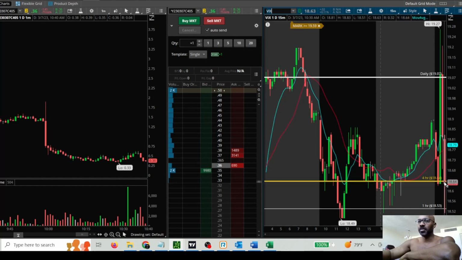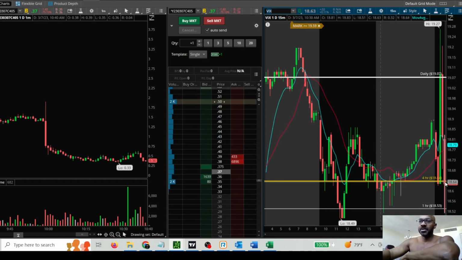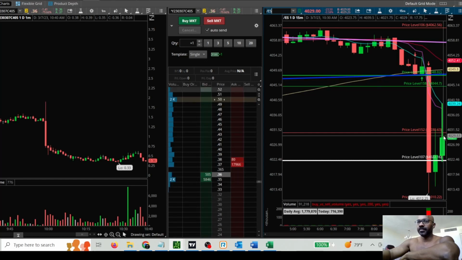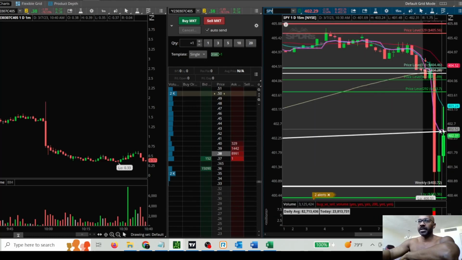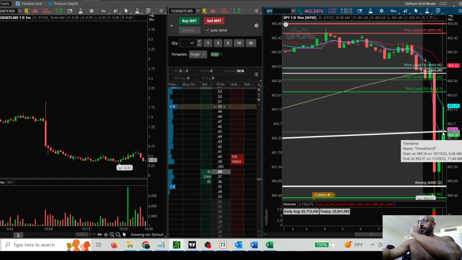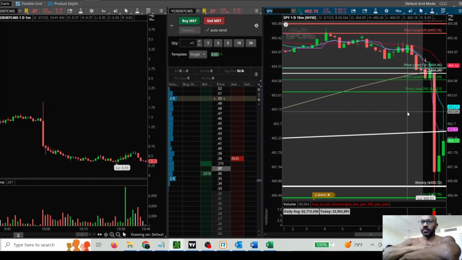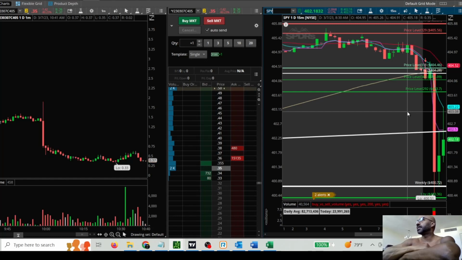Now my only hope, and I hate having hope, I hate hoping, because my hope never satisfies. Hope never comes the way I would like it to. I need this to reject and come back down here. And this has got to turn around and come back above 4030. We need to reclaim VWAP and this trend line for ES. Definitely not looking good.